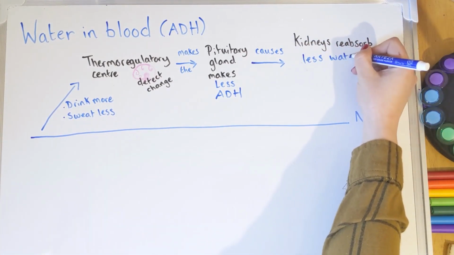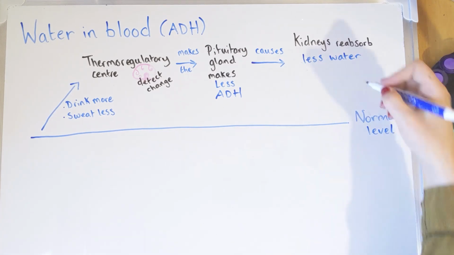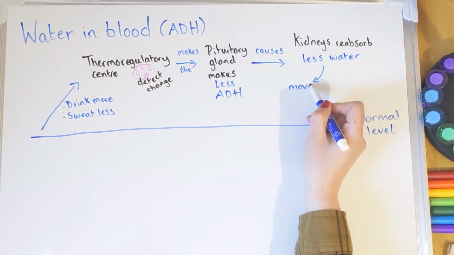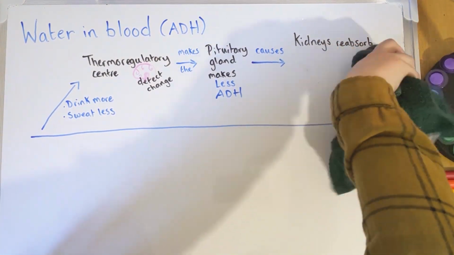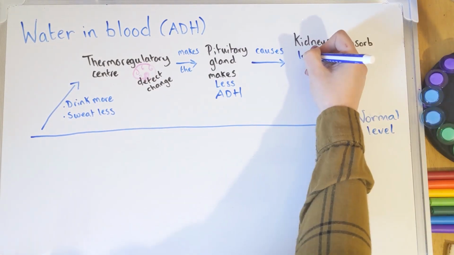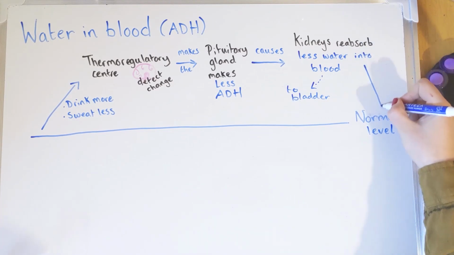So it makes less ADH, and this causes the kidneys to reabsorb less water into your blood. So basically your water will go straight into the kidneys, through the kidneys into the bladder, and then you'll wee it out, and then that will make the water level in your blood go down to the normal level.